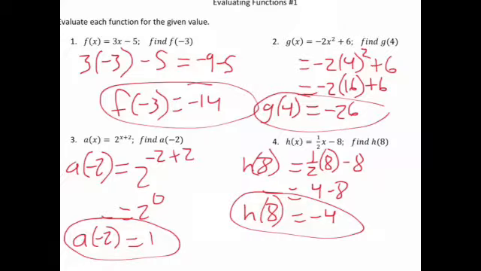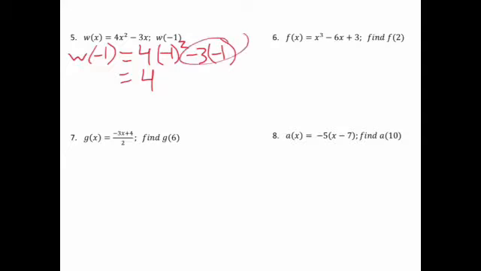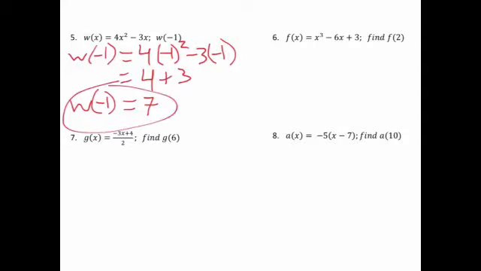Moving on to the next set, you got to take this -1, plug it in where you see all the x's, and so w of -1 is going to equal 4 times -1 squared minus 3 times -1. Well, -1 squared is just 1, and you got 4 times that, so that term is just going to be 4. Minus 3 times -1 is going to be +3, so we're going to have 4 plus 3, which is going to be 7. So w of -1 is going to be 7.